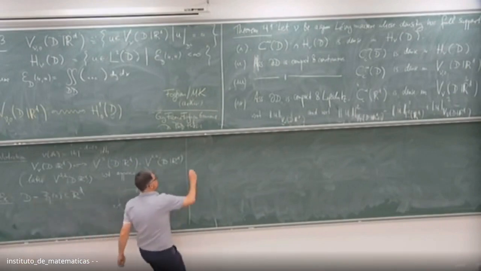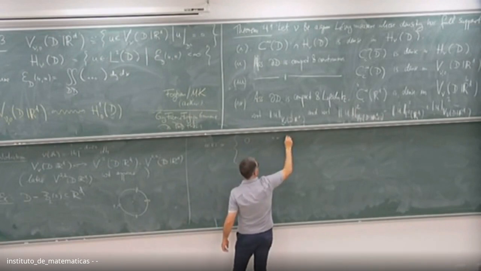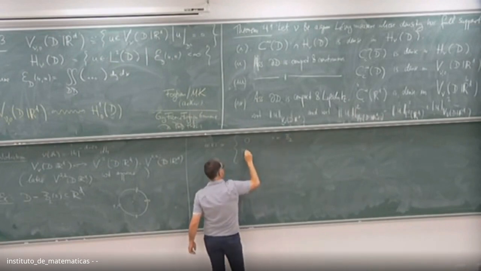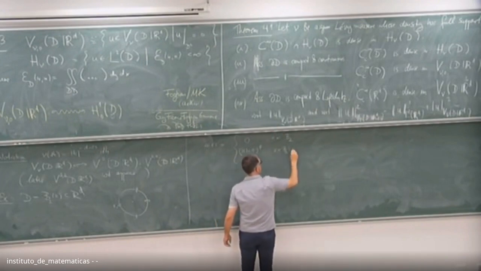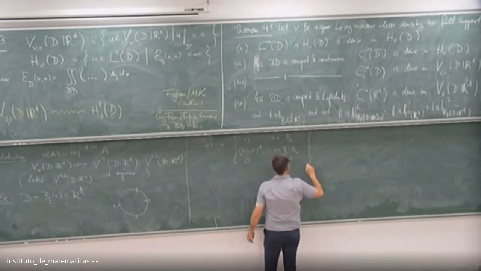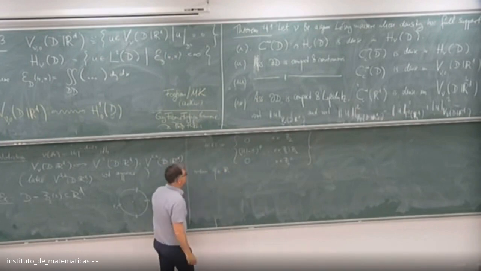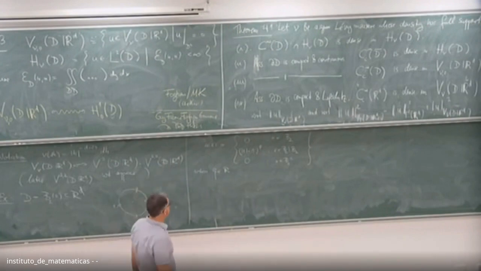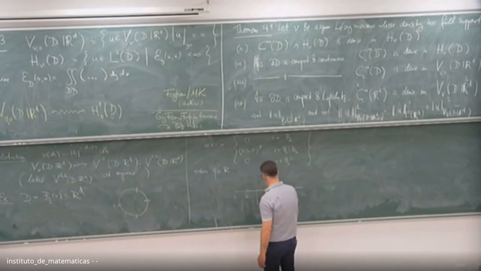So let's use an example. u of x, let's do the following. Let's put it to 0 for x in B1. Let's now do something like |x| minus 1 to the power beta for x in B2 minus B1, and then 0 for x in the complement of B2. So beta is a real number. So how does that function look like? This is a rotation symmetric function, so I should be able to draw the profile. The function is 0 here, and it's 0 here.